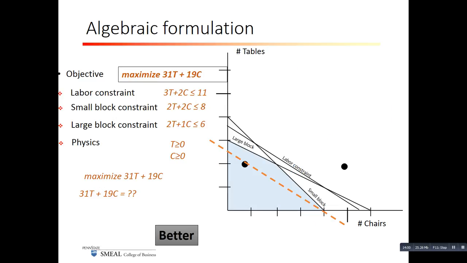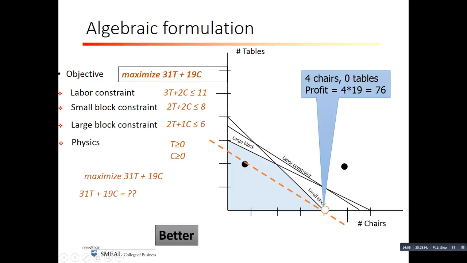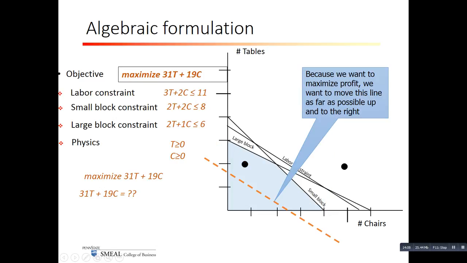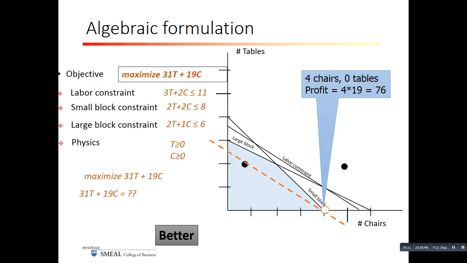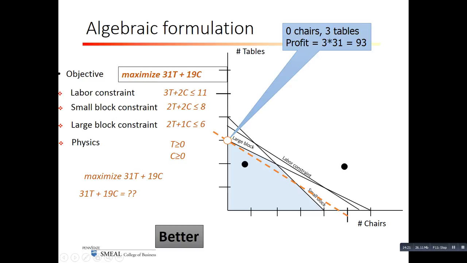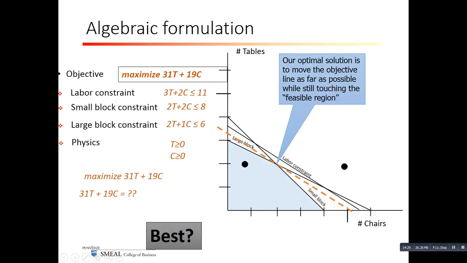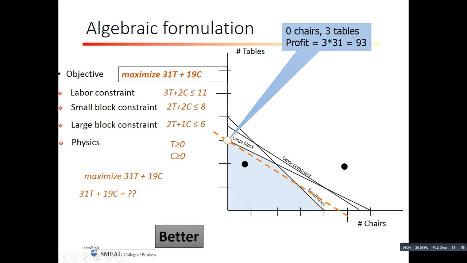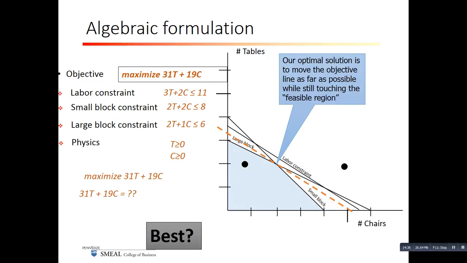So if you see here, this is a solution. We have 4 chairs and 0 tables, and compared to the previous one, we are moving this objective function up. We get a profit of 76. We can further move this line up, and the solution will be at this point, with 0 chairs and 3 tables, so we find that the profit actually increases. As you see, we can continue to move up this line. Okay, we can continue to move up this line.